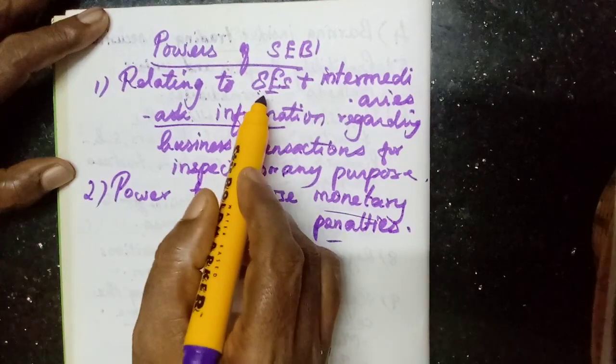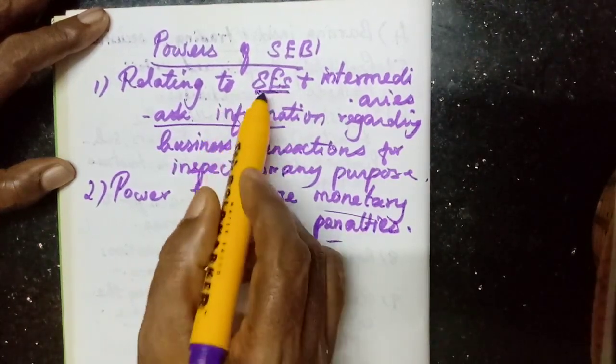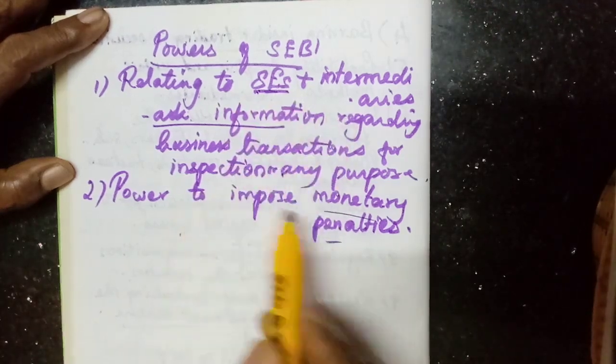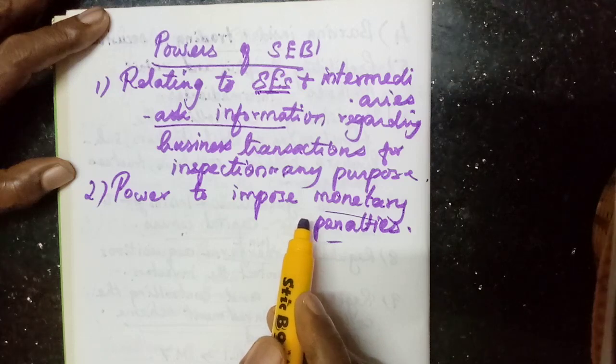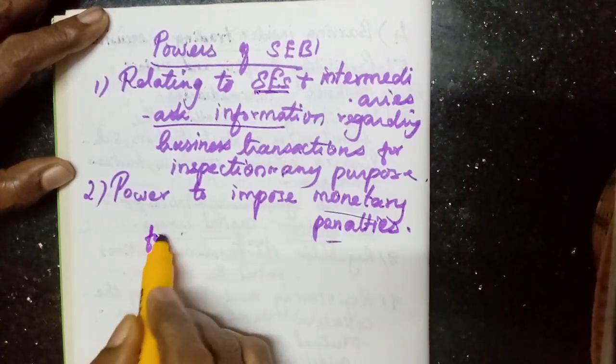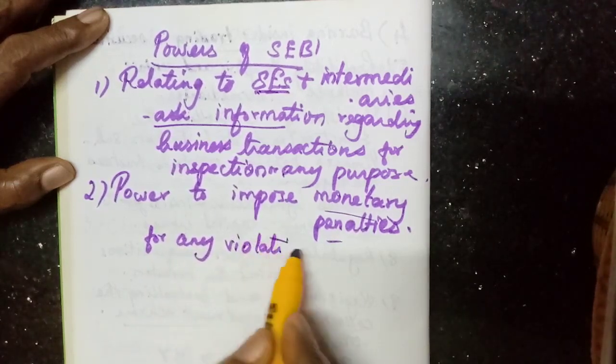That means the capital markets include stock exchanges. They have given another word only. Okay. Capital markets and intermediaries and other participants for any violations, for violating the law. Okay, that is called violations.